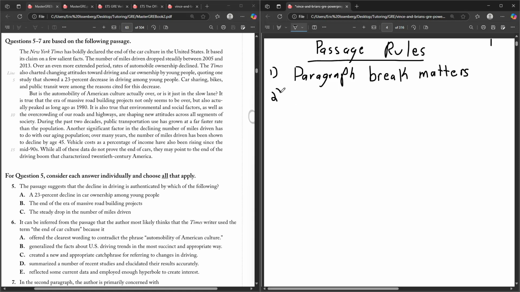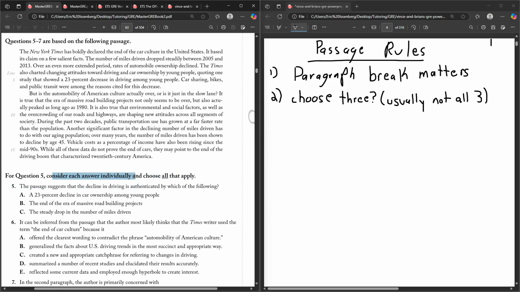Now, diving into this passage a little bit more deeply, I'll introduce the second one, which is if it's a choose 3, usually not all of them. So, in the verbal section, you're going to get something like number 5 here a lot of the time. So it's "consider each answer individually and choose all that apply." So there's only 3 answer choices, but it could be any of them. It could be all of them. It could be just one of them, but it leaves it open-ended for you.